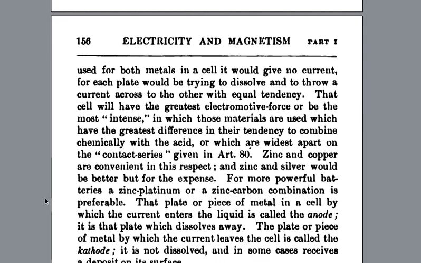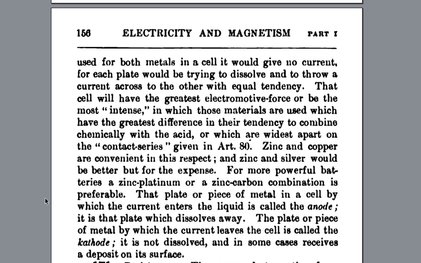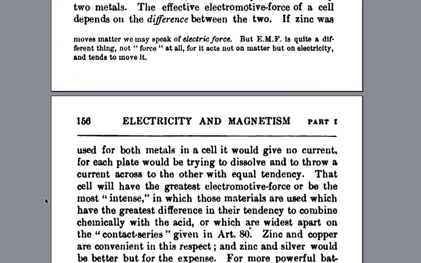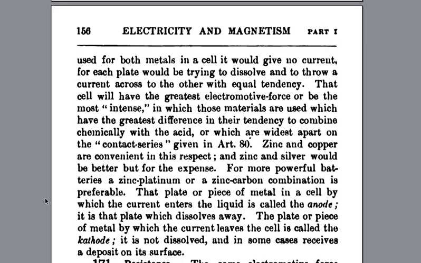If zinc were used for both metals in a cell, it would give no current, for each plate would be trying to dissolve and to throw a current across to the other with equal tendency. That cell will have the greatest electromotive force, or be the most intense, in which those materials are used that have the greatest difference in their tendency to combine chemically with the acid, or which are widest apart on the contact series given in Article 80.